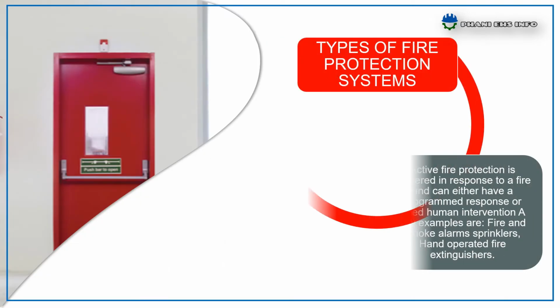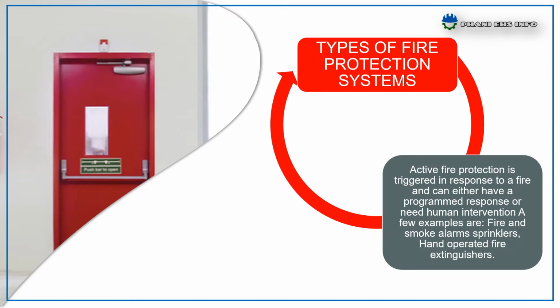Active fire protection is triggered in response to a fire and can either have a programmed response or need human intervention. A few examples are fire and smoke alarms, sprinklers, and hand-operated fire extinguishers.